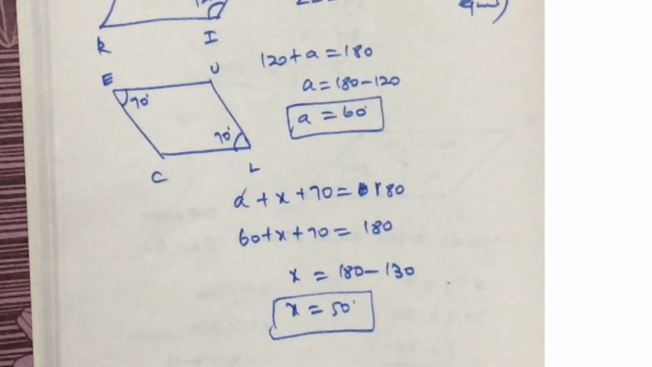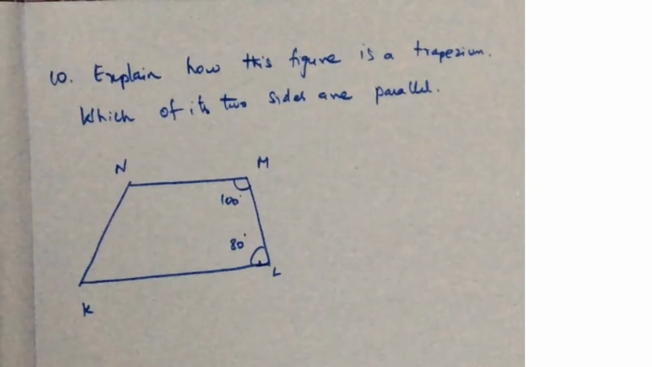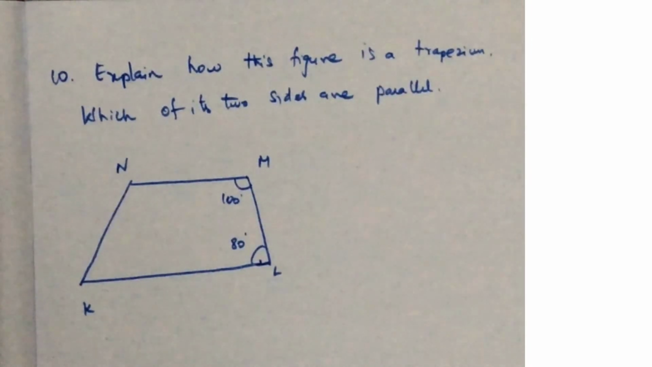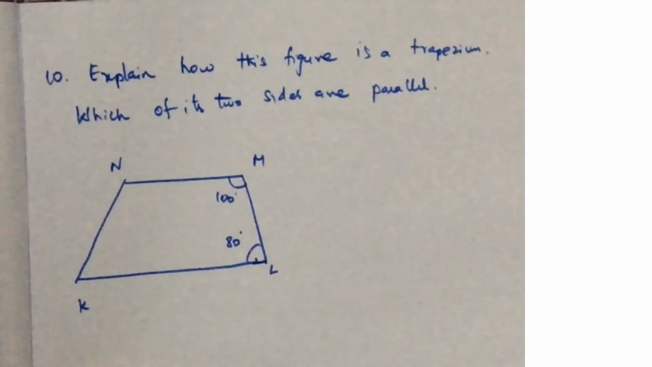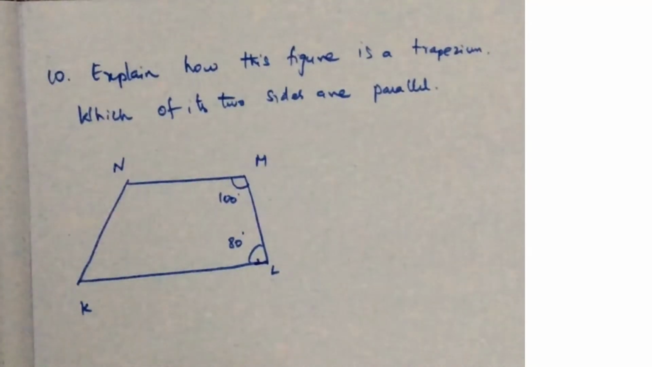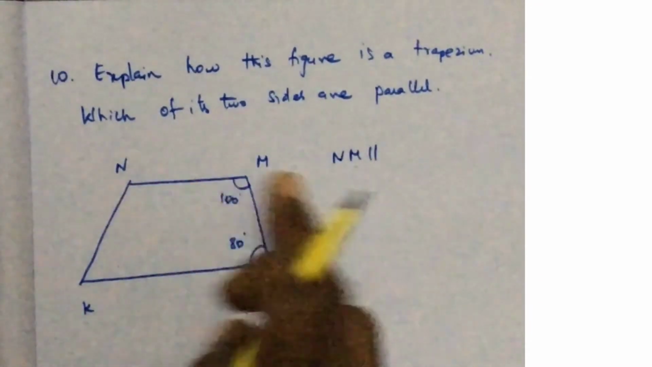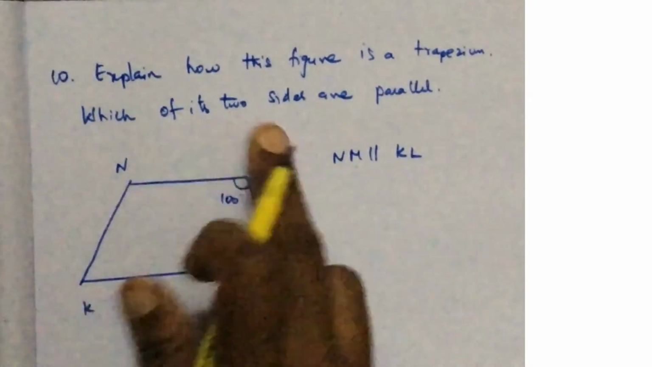Next problem is, explain how this figure is a trapezium, which of its two sides are parallel. For a figure to be a trapezium, there should be only one pair of opposite parallel sides. So here you can say these two sides are parallel. NM is parallel to KL. Which of its two sides are parallel?